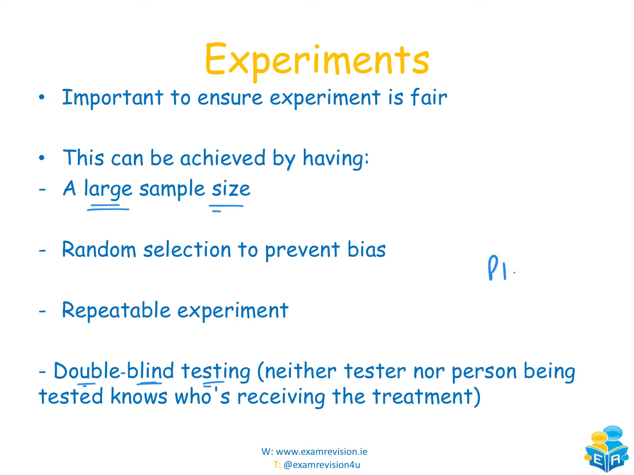So I'll just write that word down for us, the placebo. So that's what it's being used to test against. It's not actually going to do anything for us. Where the double-blind testing, so neither the tester nor the person being tested knows who's receiving the treatment, is just to make sure we're removing any bias there, and also to make sure that the experiment is as accurate and as fair as possible.